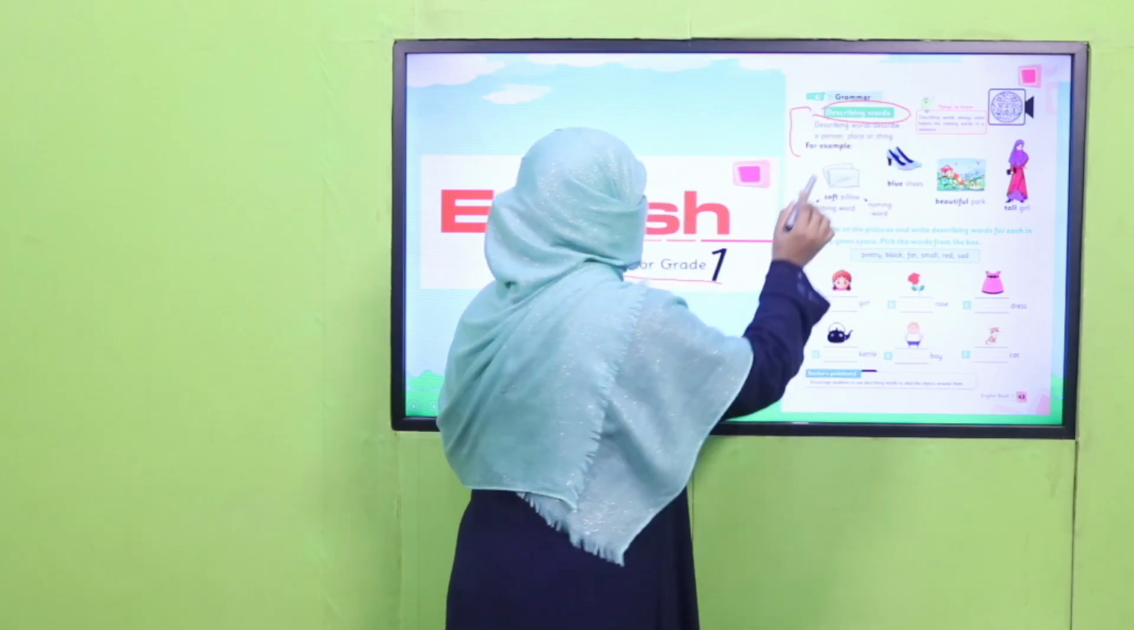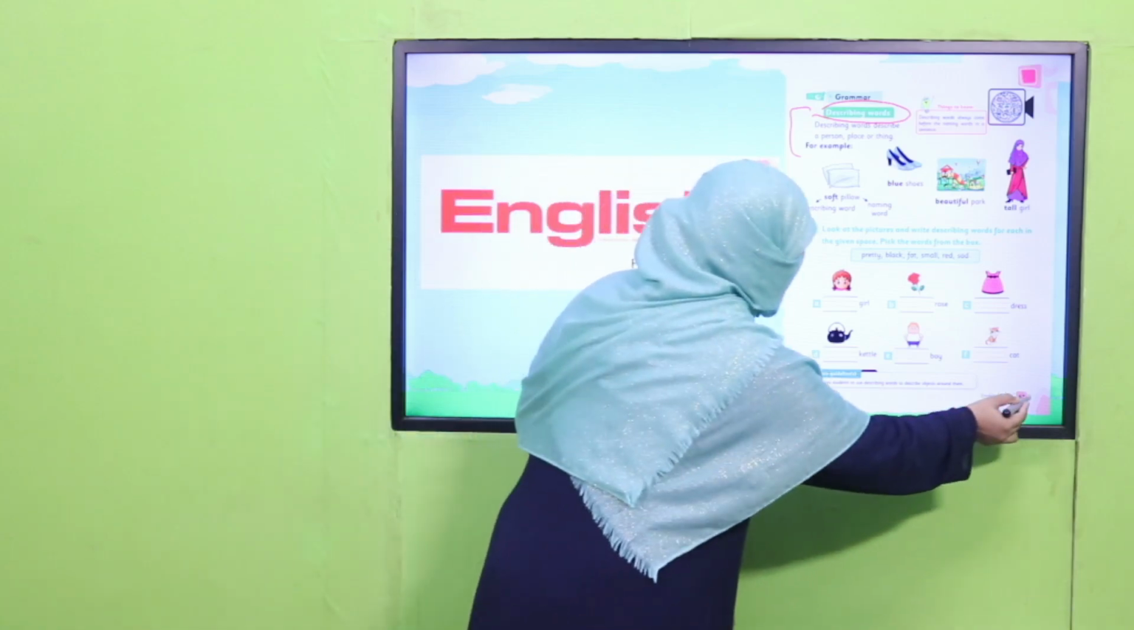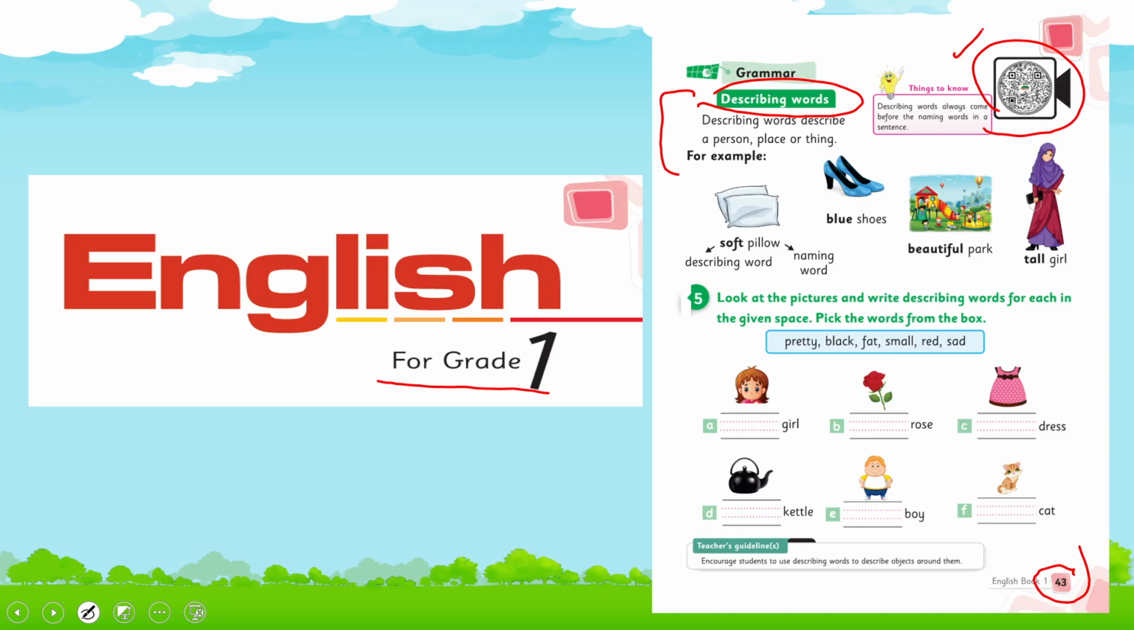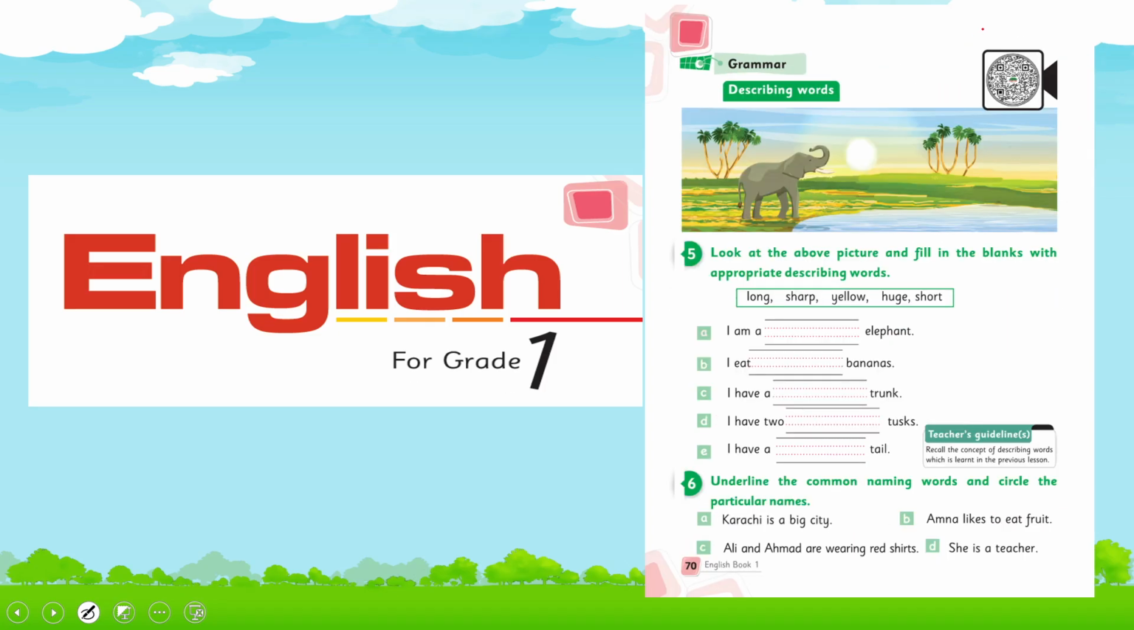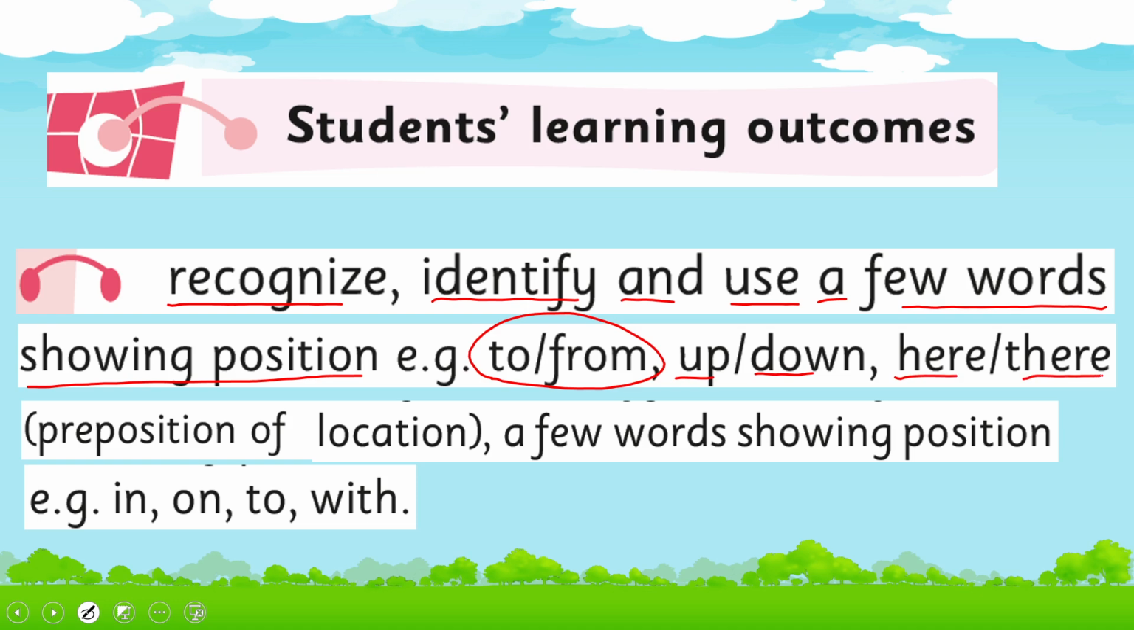I hope you remember that describing words describe naming words. If you remember, well and good. Otherwise, you may watch this video again. So today we'll learn further and we'll cover the SLO to recognize, identify and use a few words showing position. For example, to, from, up, down, here, there. These are prepositions of location, and a few words showing position, for example, in, on, to, with. This is our today's SLO.